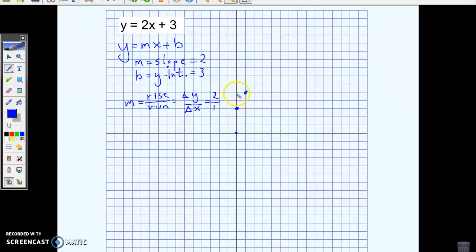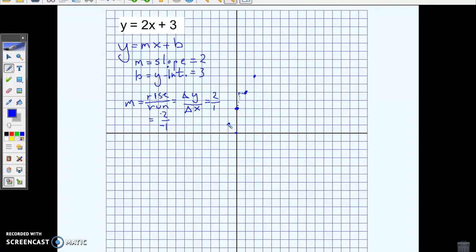That's our rise, and run. That's not very straight, but that's okay. And then we can do that again. 2 over 1 is also negative 2 over negative 1. So we can go back 1 and down 2 this way.